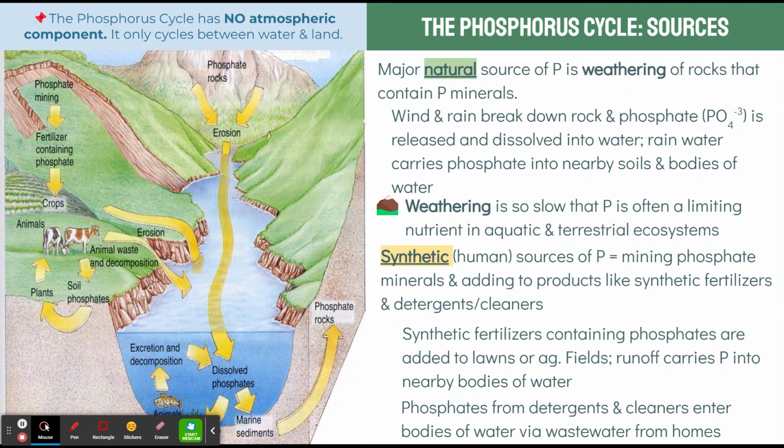However, because of increased use of fertilizers due to the very pervasive agricultural industry, we have so many fertilizers being run off into local waterways. Runoff is when things are carried away by rain into local waterways, and those things carried away by rain tend to have pollutants or chemicals such as phosphorus that can cause eutrophication. So synthetic fertilizers containing phosphates are added to lawns and agricultural fields, and runoff carries that phosphorus into nearby bodies of water, causing eutrophication.